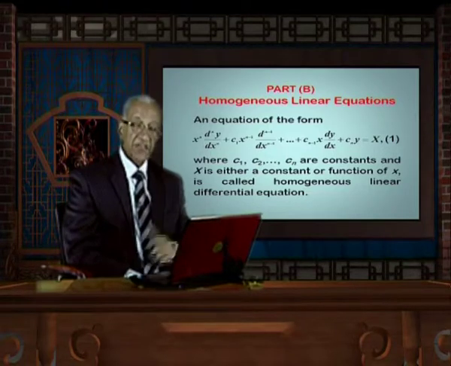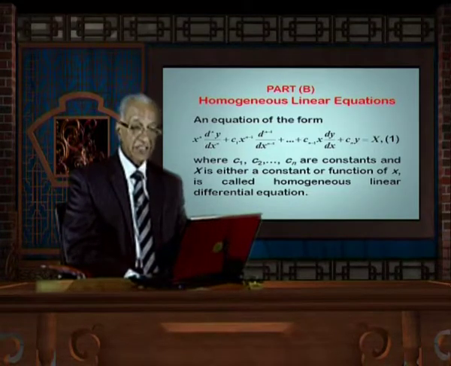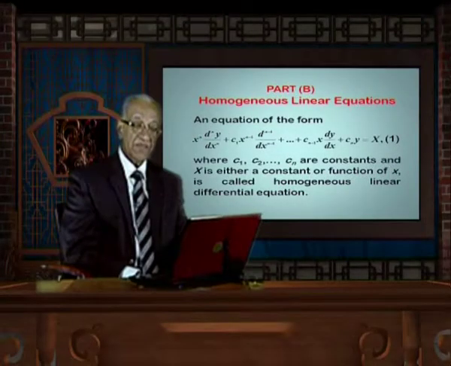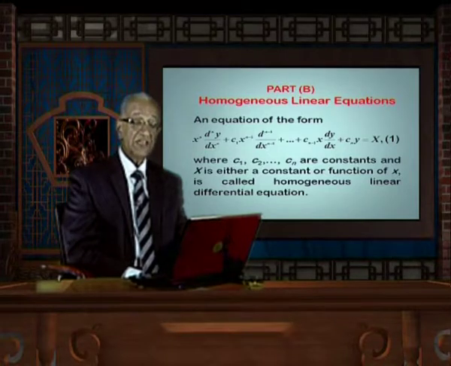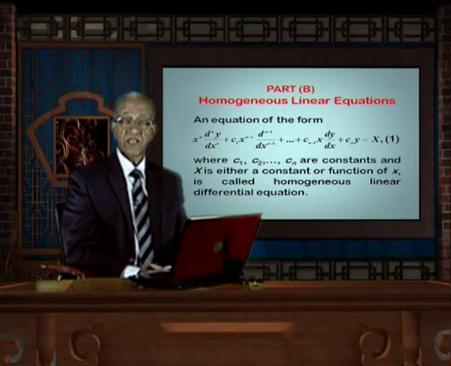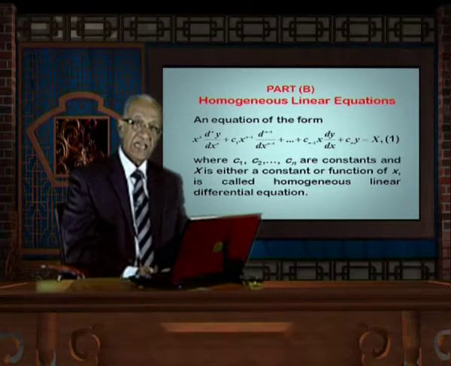It's written here very clearly that c1, c2, cn are constants, and the X which we are seeing on the right hand side of equation 1 is either a constant or a function of x. This is the whole structure, the whole frame. The equation that you are looking at is called a linear differential equation. It is homogeneous. So the whole thing is called homogeneous linear differential equations.